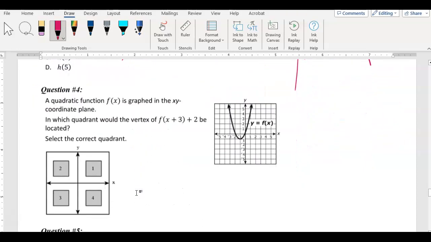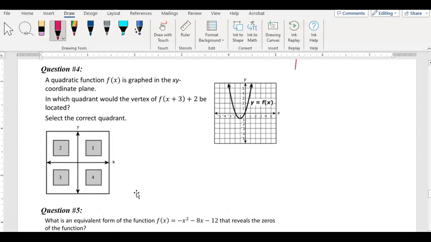Question number 4. A quadratic function is graphed in the xy coordinate plane. So this function right here we can see has a vertex of -1, comma 1. That's its vertex, right? In which quadrant would the vertex be located if x plus 3 and then plus 2? So if we were to change the x values to be plus 3, where would that go? And then if we were to change the y value by adding 2, where would that go?